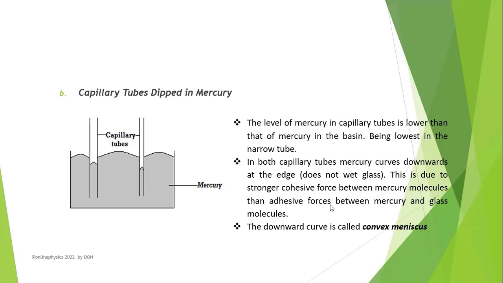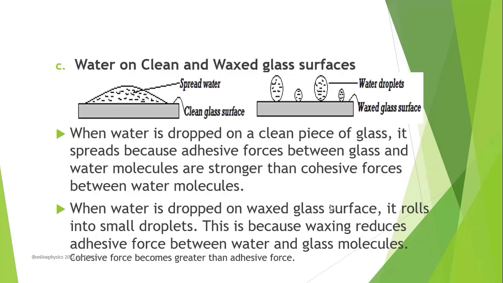So in both capillary tubes, mercury curves downwards at the edge and it does not wet the glass. This is because we have very strong cohesive force between mercury molecules, stronger than the adhesive force between the mercury and the glass molecules. So you can check the downward curve. That one is called convex meniscus.